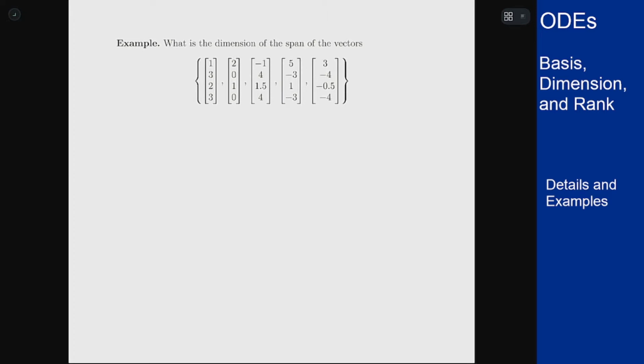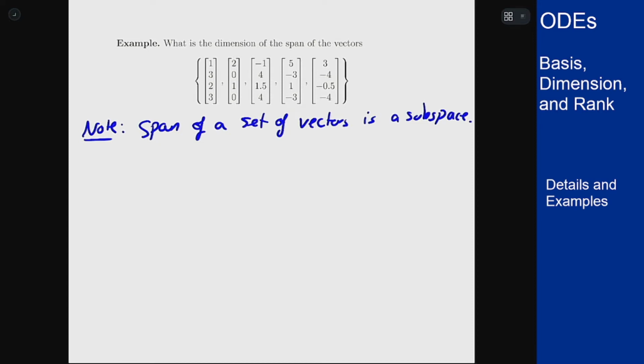Now, the first point to make here is that the span of any set of vectors is a subspace. If we're looking at all things of the form C1 V1 plus C2 V2 plus up to C5 V5, I can add 2 of these together. I just combine the constants, and I can multiply by a scalar. It just multiplies all the constants by a scalar. So this works as a subspace. It satisfies those properties. It's good to go on that front.